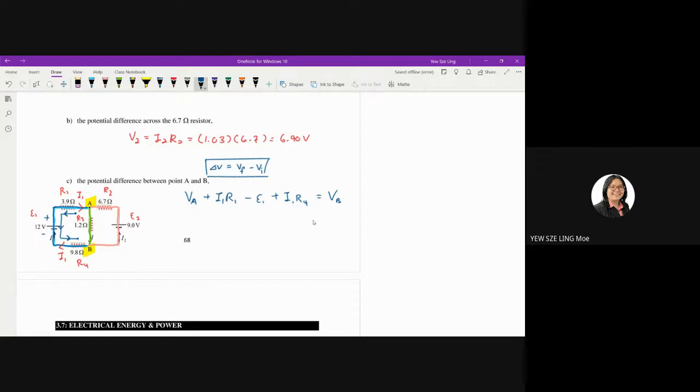So it depends on which one is initial or which one is final. It totally depends on the question. If the question is just like this one, just says between A and B, then it is up to you whether you want to use VA minus VB or VB minus VA.